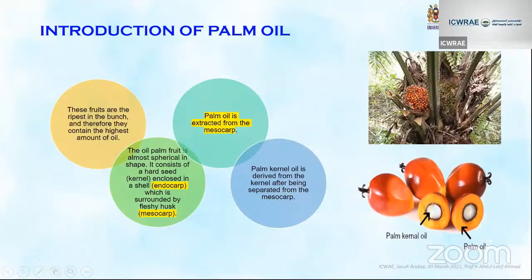And this is the tree, and this is one bunch of the fruits. One bunch can weigh up to 25 kilograms, and it can contain between 1,000 and 3,000 fruitlets.